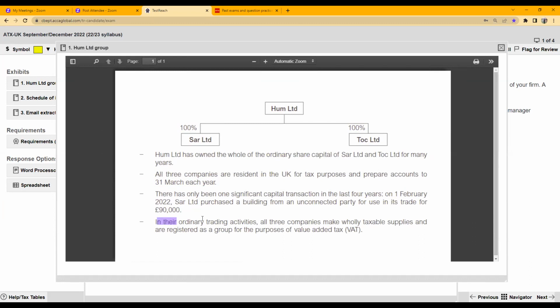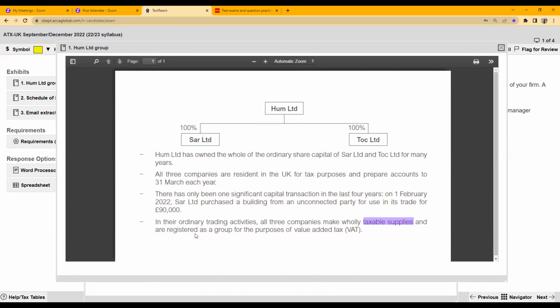Further, the last point: in their ordinary trading activities, all 3 companies make wholly taxable supplies and are registered as a group for the purposes of VAT. It means no company is dealing with exempt supplies or reduced rated supplies. All of the companies are making taxable supplies at the standard rate.